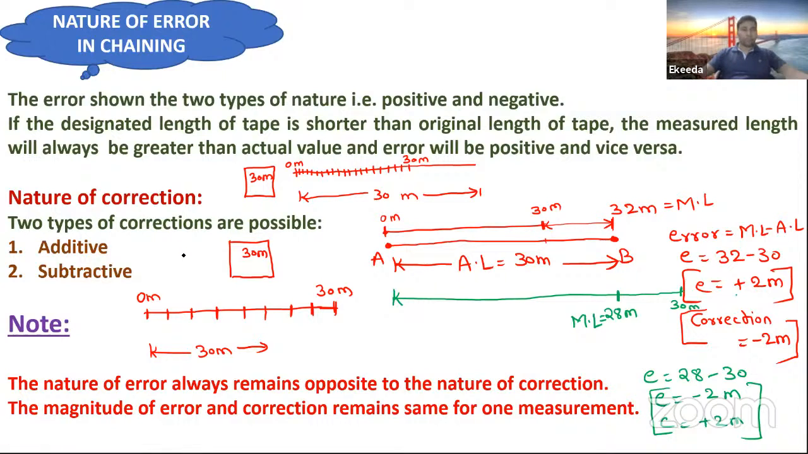Okay. Now we had written here that the error shows two types of nature, that is positive and negative. If the designated length of the tape is shorter than the original length, that is the first case which we had studied, then the measured length will always be greater than the actual value and error will be positive, which we had seen from here.